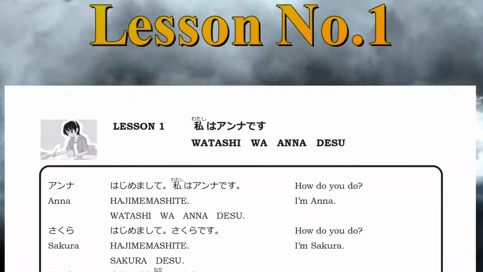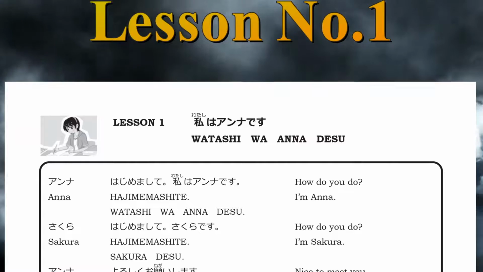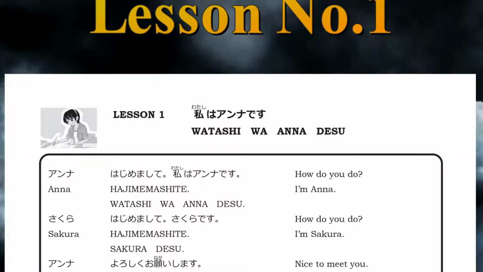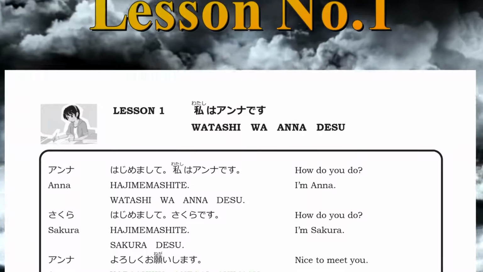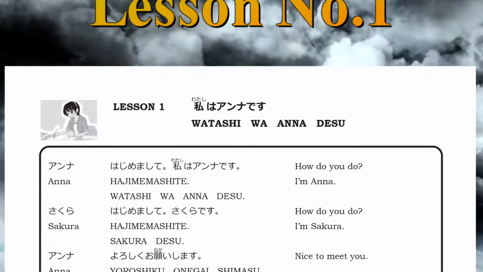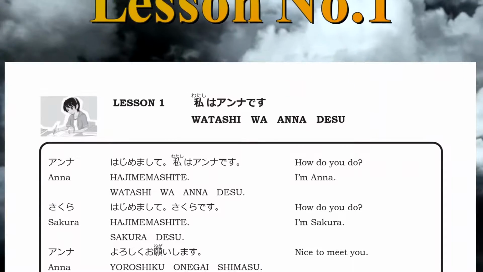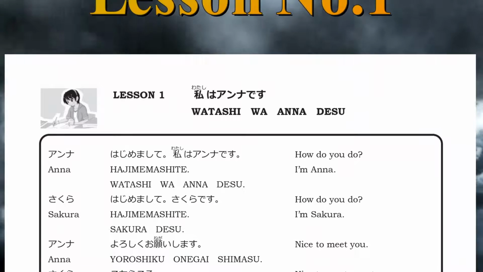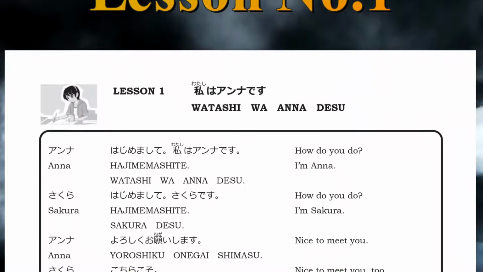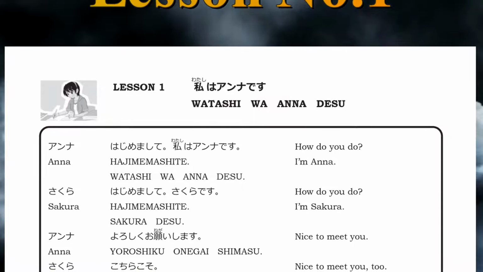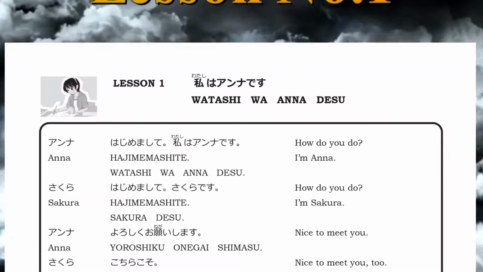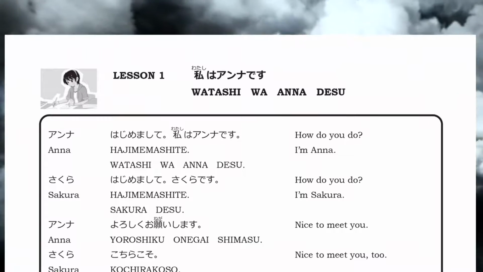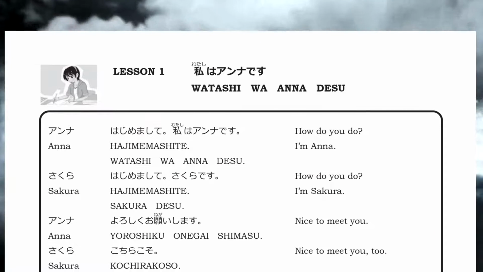私はアンナです。 I'm Anna. This is today's key sentence. 私, I, は is the particle indicating a topic, or the topic marker. Wait a second, can you explain what a topic is? Well, it's the topic of a conversation, or what you're talking about. The topic can either be the subject of a sentence or not. In this sentence, 私, or I, is the topic and also the subject.